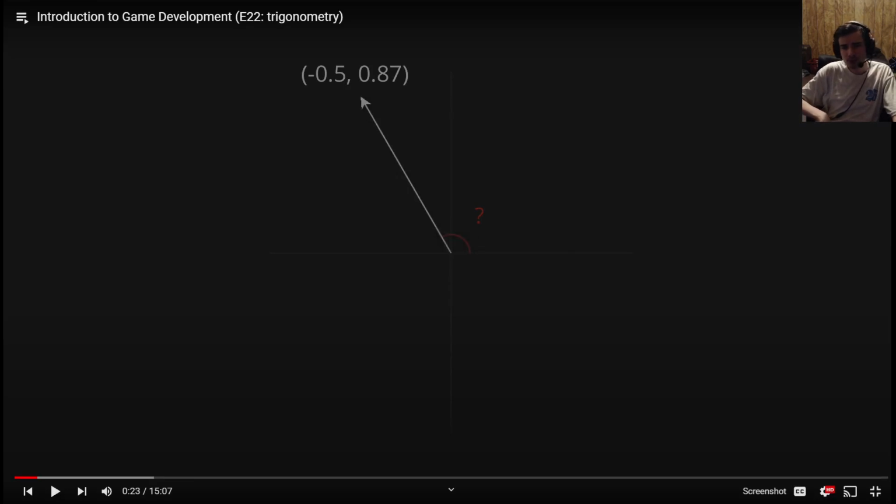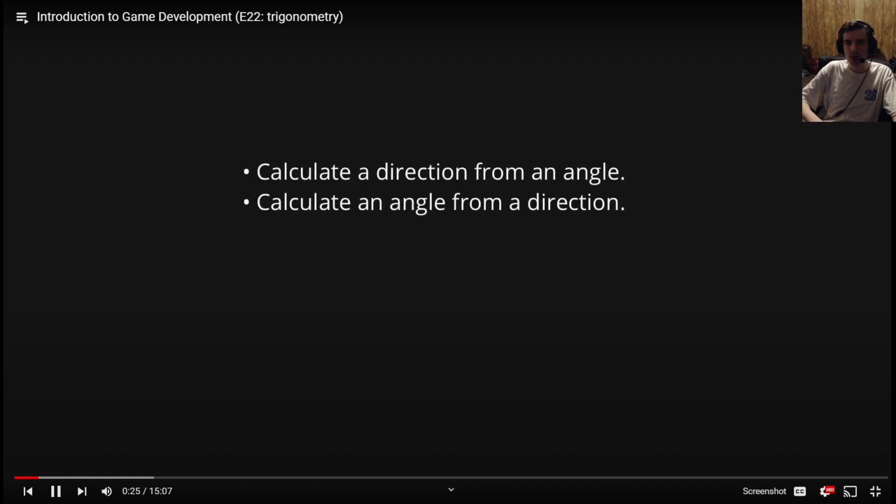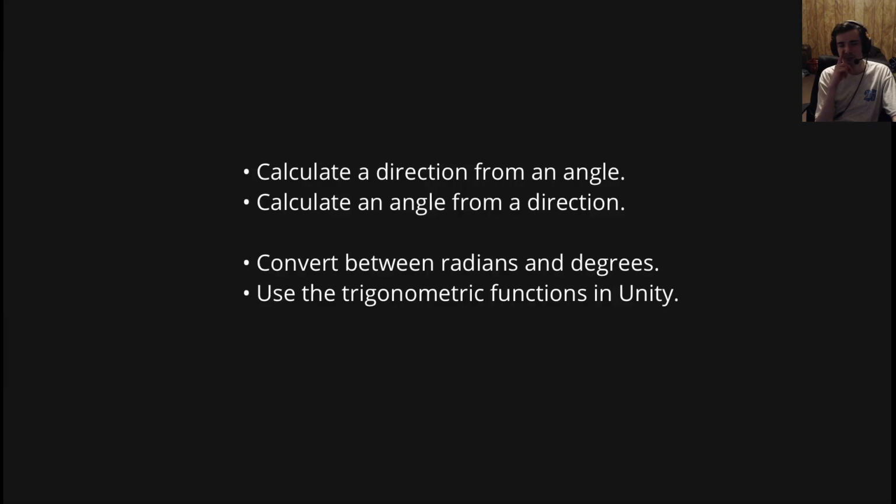Okay. Was there not sine and cosine? So angle should be... Cosine, sine, I don't remember. I don't actually remember. Along with solving these two problems, we'll also be looking at how to convert between radians and degrees, and how to actually use these trig functions inside the Unity game engine.